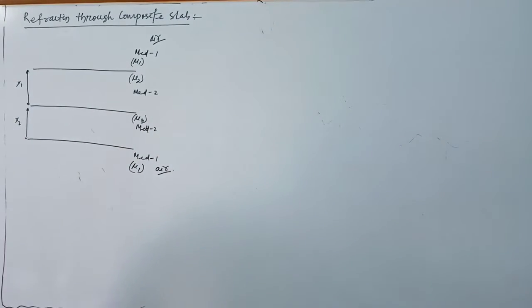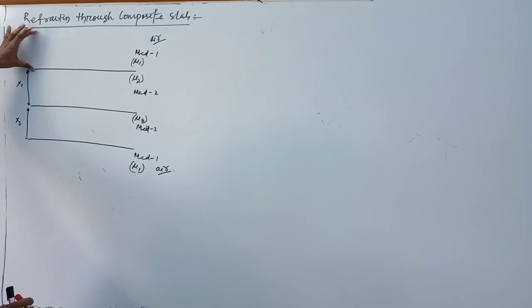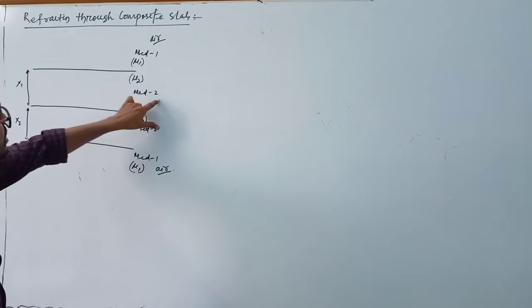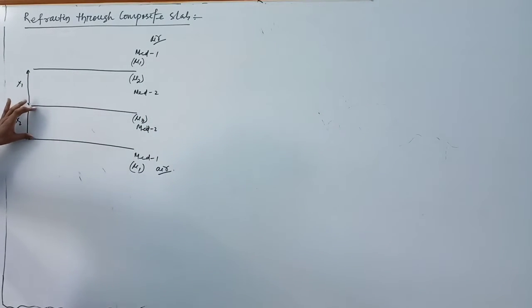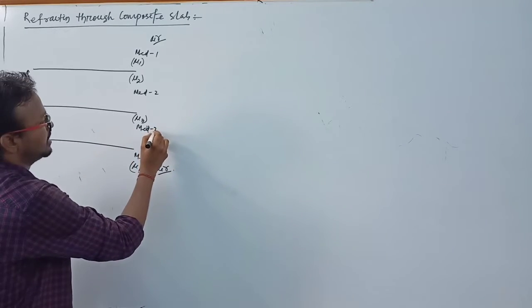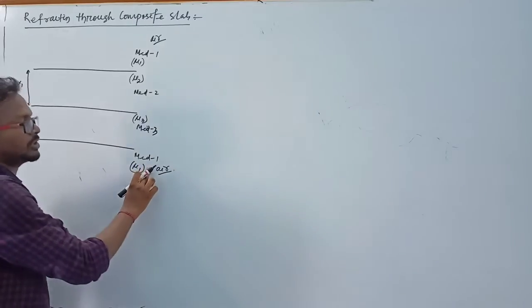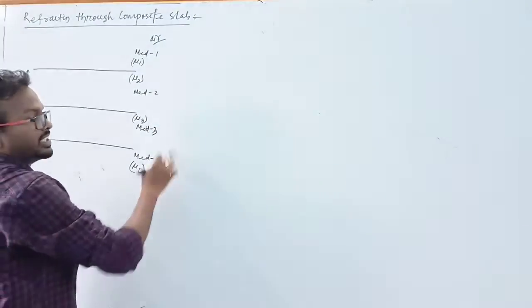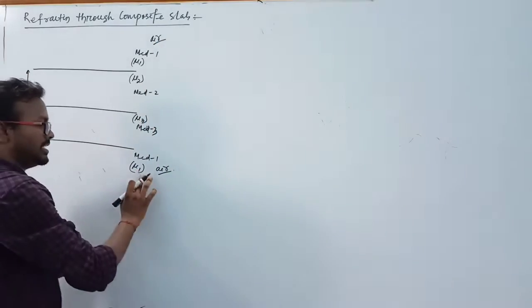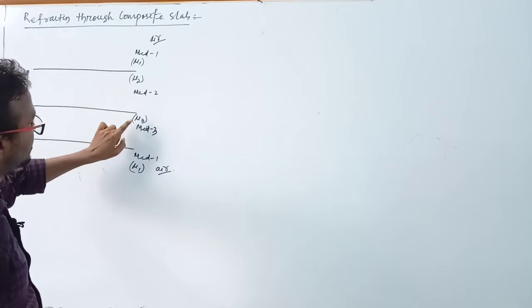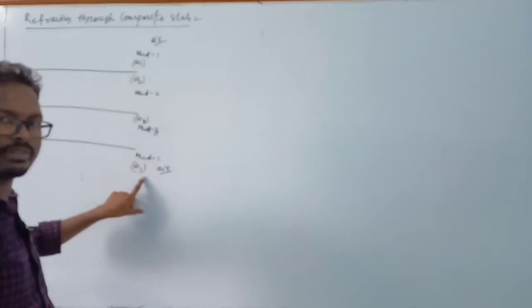If there is a composite slab, suppose there is one slab like this, an air medium, and there is another slab, this is medium number 2, and there is another slab which is medium number 3, and this is also medium number 1, because this medium and this medium are the same medium. Suppose this is an air medium, and this is an air medium. Here the refractive index is mu1, this is mu2, here mu3, and this refractive index is mu1.